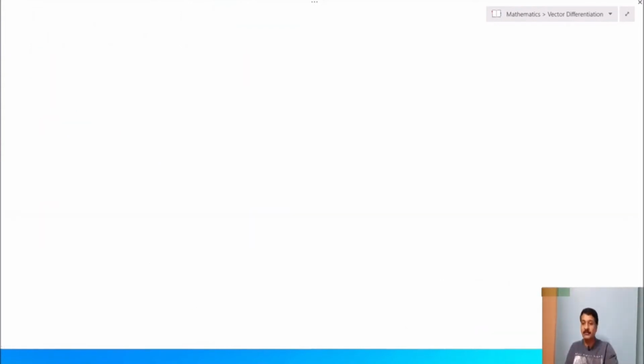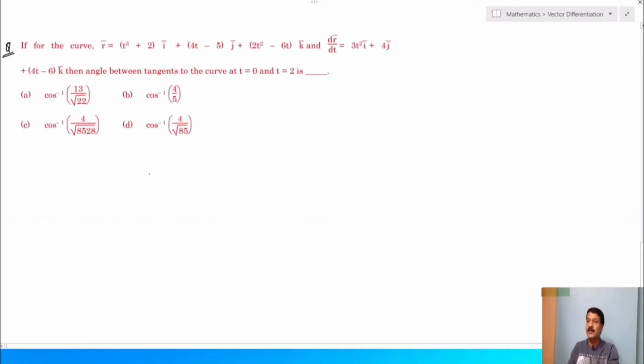Now the next MCQ. This MCQ is: for the curve vector r equal to (t cube plus 2)i plus (4t minus 5)j plus (2t square minus 6t)k, and dr by dt is given here, right? 3t square i plus 4j plus (4t minus 6)k. Then find the angle between the tangents to the curve at t equal to 0 and t equal to 2. So here the tangent is given. What is the tangent here? It is dr by dt. It is given: 3t square i plus 4j plus (4t minus 6)k.